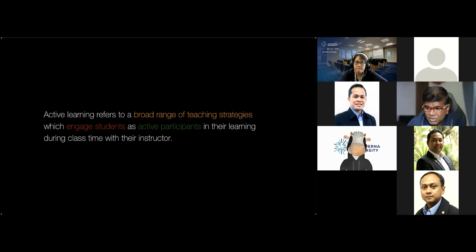So let me just summarize here. Active learning here refers to a broad range of teaching strategies which engage students as active participants in their learning during class time with their instructor. So I think the key area is a broad range of strategies. It's not one thing. The goal is to engage the students as active participants. As some of you mentioned, these students tend to not be active, so lecturing will just make things worse and not better.